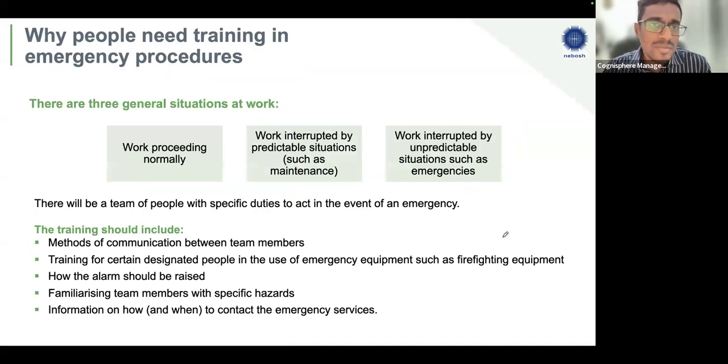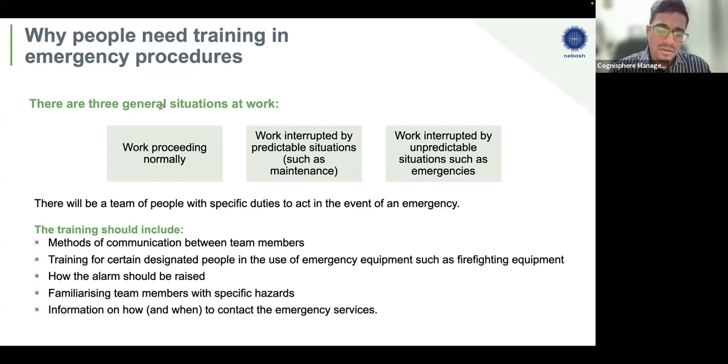Okay. So why do people need training in emergency procedures? You have now developed a fire emergency procedure. Now people should be trained so they know what escape route they must use. And there should also be practice, like using a fire drill. Now this training should be considered as an overall.